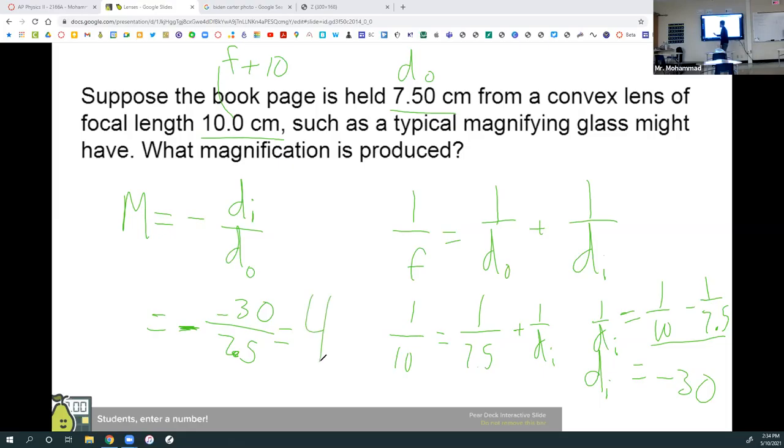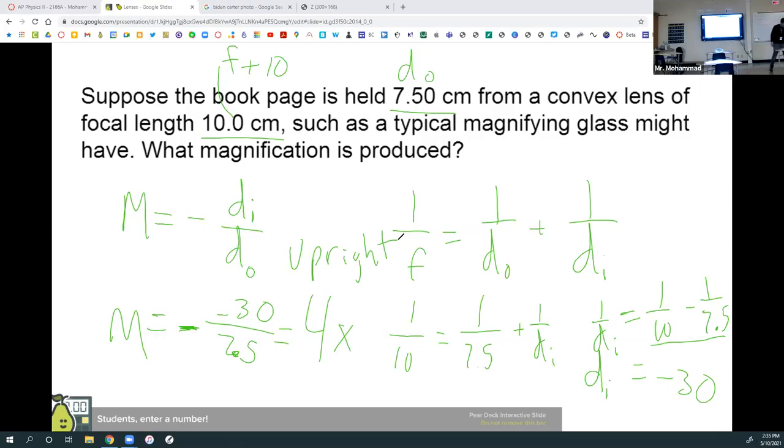No. 4 for the magnification. So a couple of things this says is that it gets 4 times magnified, but the fact that this is positive tells you that it's upright. The upright is always going to be virtual as well, if we had a question.